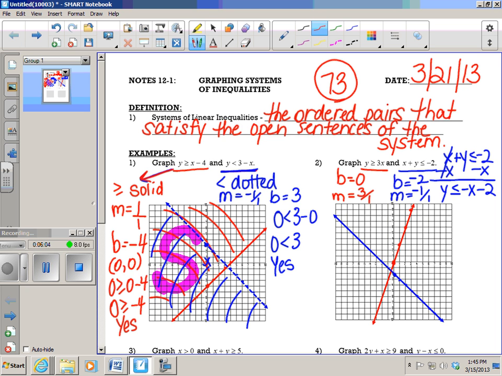That looks like that. And now let's talk about the shading. Let's start with the red. And I can't use 0, 0, so let's pick a new point. How about negative 1, positive 1? Negative 1, positive 1. So the y-coordinate is 1, greater than or equal to 3 times the x, negative 1. Is 1 greater than or equal to negative 3? Yes, it is. So I am shading towards that point from the red line.